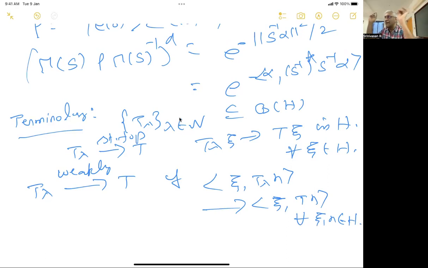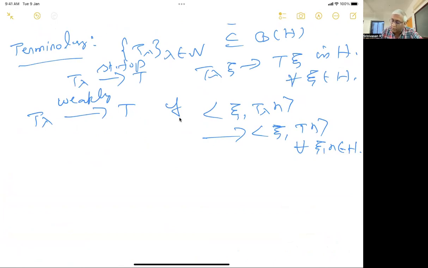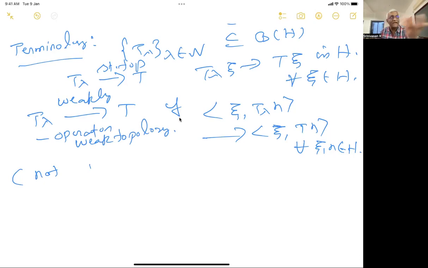This is not the weak topology in the Banach space sense. In Banach spaces we have a weak topology, but this is what we can call the operator weak topology. It just means T_lambda eta converges to T eta weakly. This is not the Banach space weak topology. The terminology is not nice, but it has become accepted, so we shouldn't change it, because it will come up frequently everywhere.